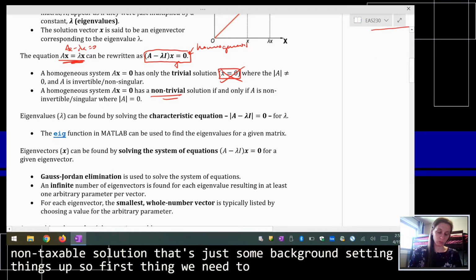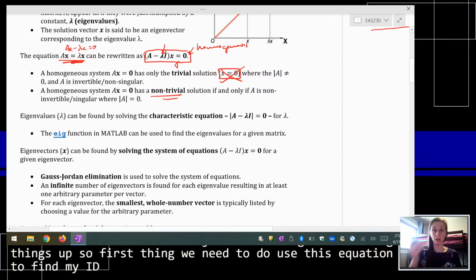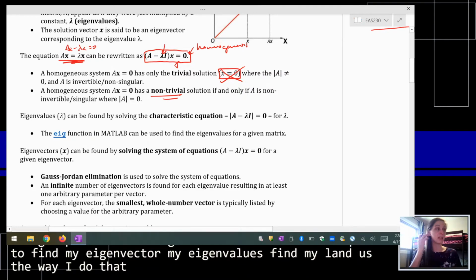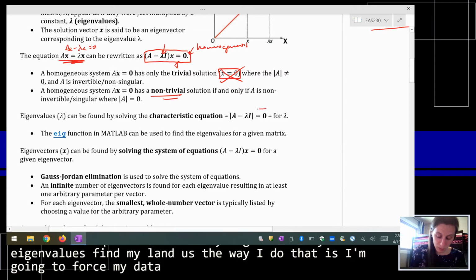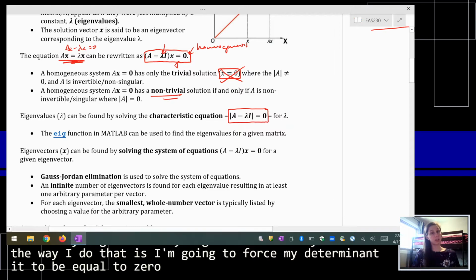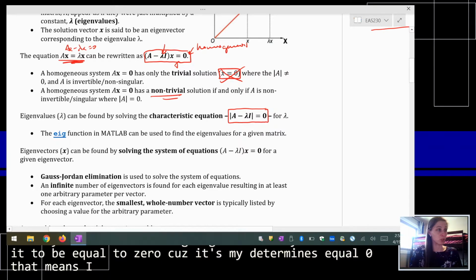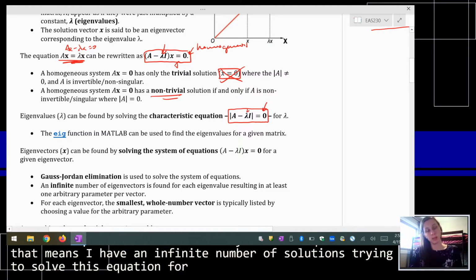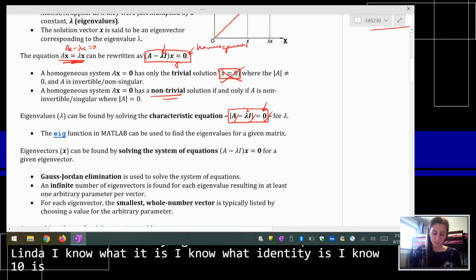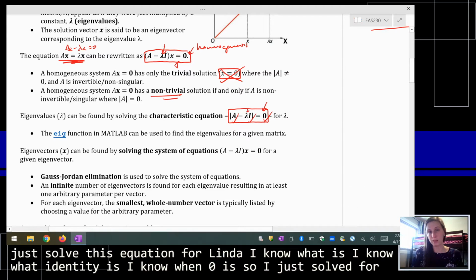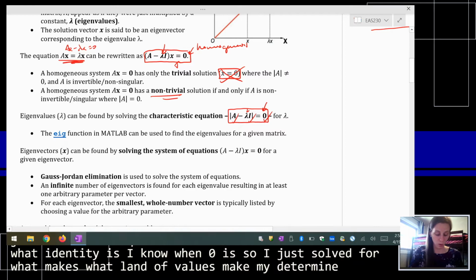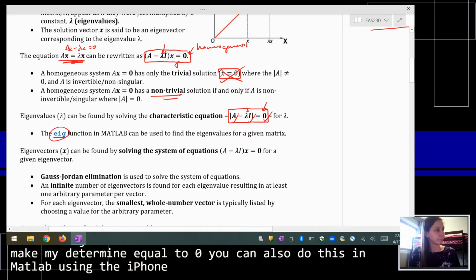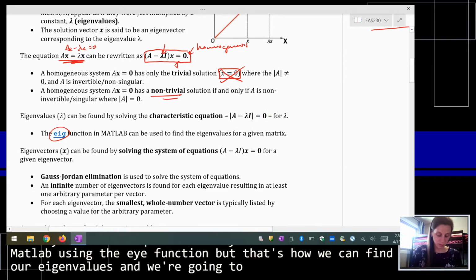So first thing we need to do, use this equation to find my eigenvalues, find my lambdas. The way I do that is I'm going to force my determinant to be equal to 0, because if my determinant is equal to 0, that means I have an infinite number of solutions. So I just solve this equation for lambda. I know what A is, I know what identity is, I know what 0 is. So I just solve for what lambda values make my determinant equal to 0. You can also do this in MATLAB using the eig function. But that's how we can find our eigenvalues. And we're going to go over examples of this.